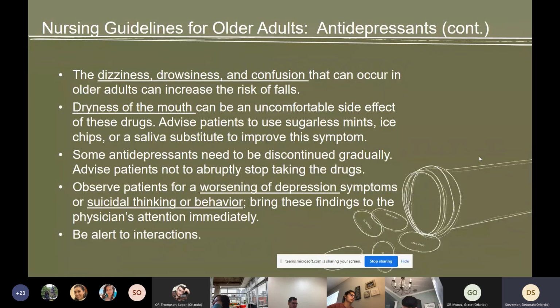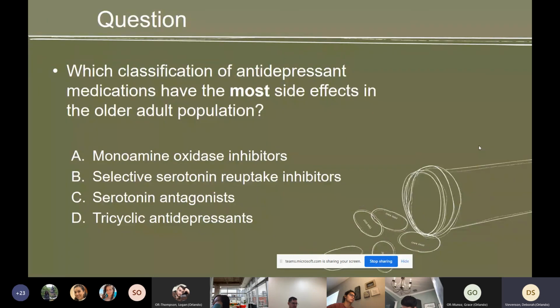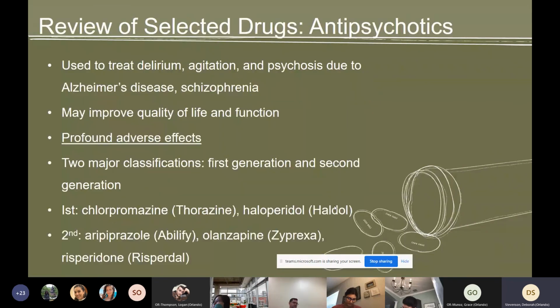Okay. So which classification of the antidepressant medications has the most side effects in the older adult population, and is one that we really don't want to give? D. Yes. Very good. Tricyclic antidepressants, we kind of stay away from them if we can.